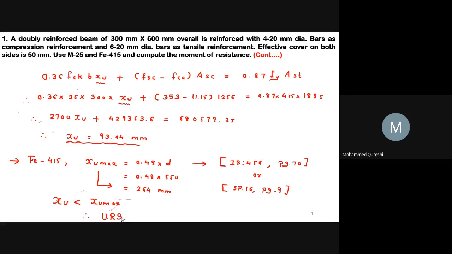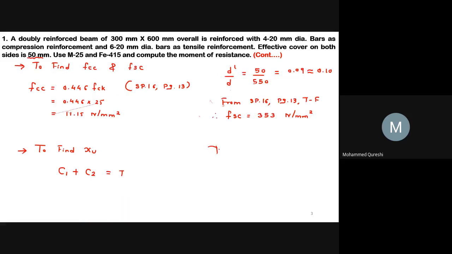So for moment of resistance, we know that Mu equals C1Z1 plus C2Z2, and the value of C1 is 0.36 fck b into XU, and Z1 is d minus 0.42 XU, plus the value of C2 as (fsc minus fcc) into Asc into (d minus d dash).